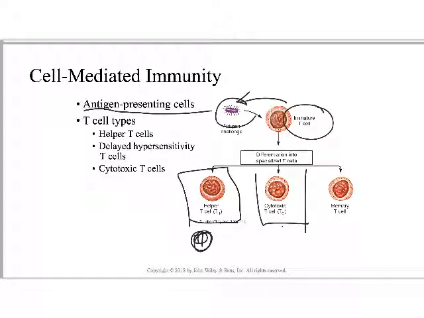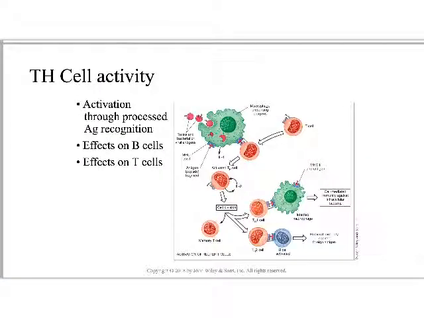Cytotoxic T cells are more like the infantry. They're going to go and start killing cells. They're cytotoxic, so they kill cells. And then there'll be memory T cells. They're going to remember what you actually see. Okay, so TH cell activity.